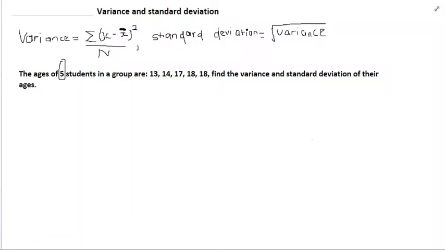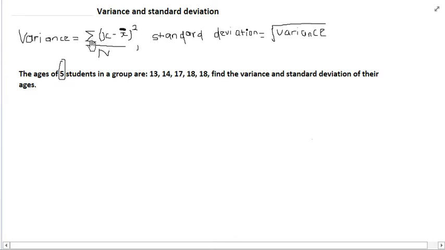In this lesson, we shall be looking at variance and standard deviation. Okay, the relationship between variance and standard deviation, right? Then the variance is this. The formula for variance is this. Variance is sum. This symbol is sum.